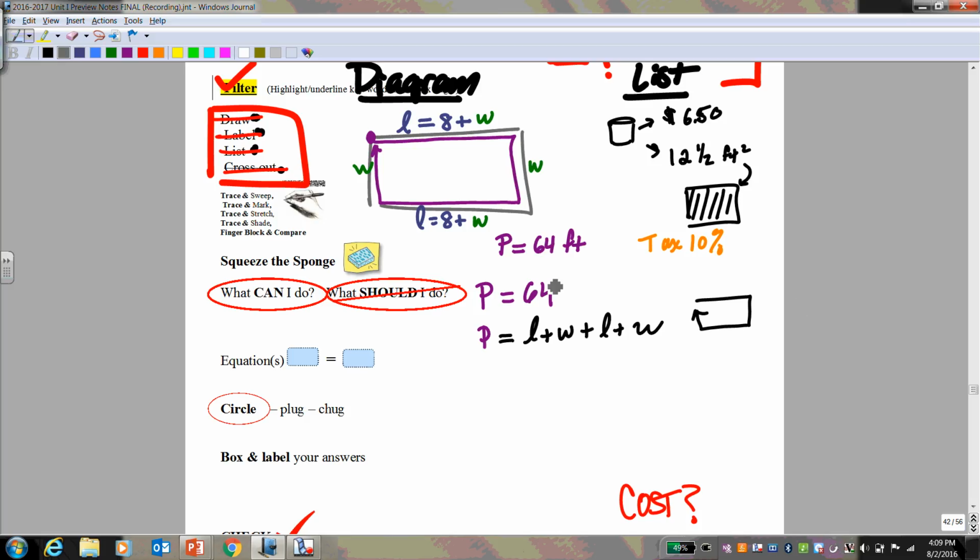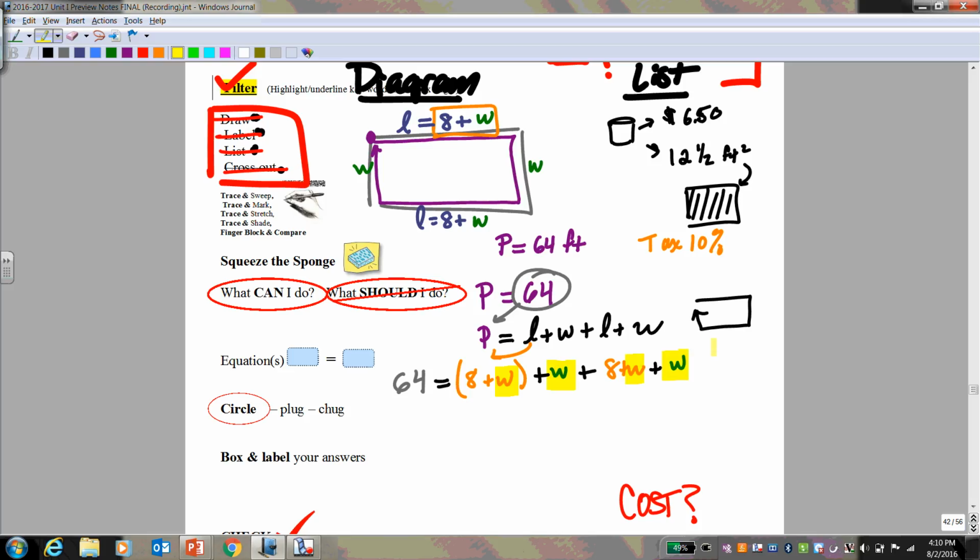Well, if perimeter is 64, circle that, draw a little arrow. We could replace the P there with 64 equals, and we have a value for length in terms of the width. So for every length, I'm going to replace it with, the length is 8 plus W. You see what I just did there? Plus W, plus the length is 8 plus W, plus W. Why is that helpful? Well, look, now we're down to one variable.